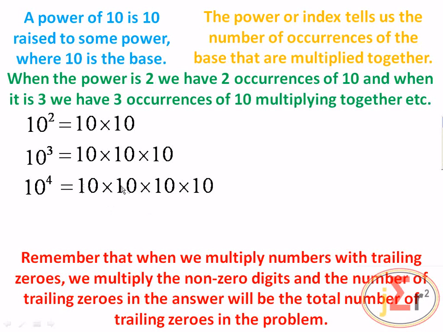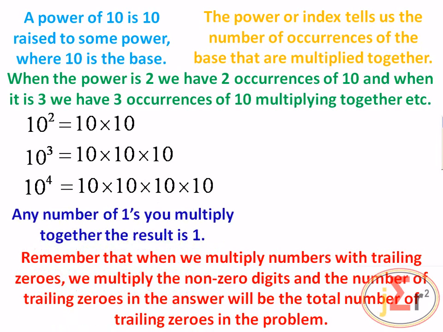1 multiplied by 1, multiplied by 1, multiplied by 1. But no matter how many ones we multiply together, the result will still be 1. So let's go straight ahead. Any number of ones you multiply together, the result is 1. So when we multiply all of these ones, we will get 1.